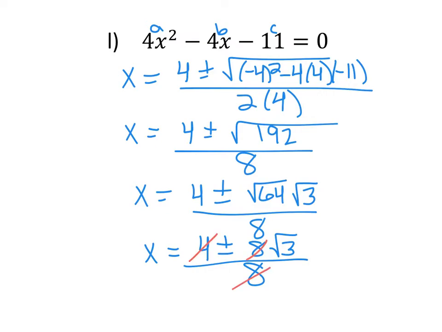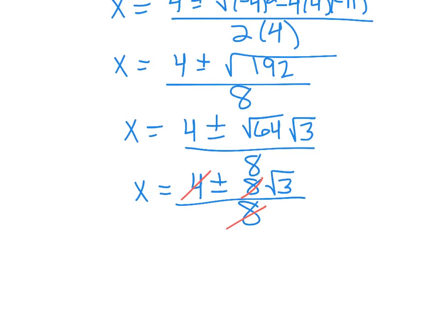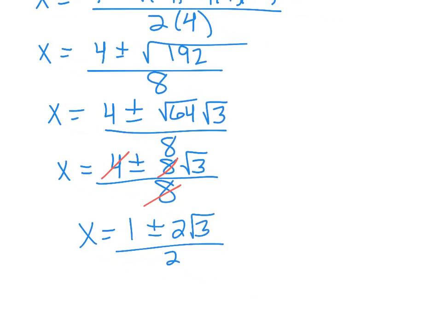These are all divisible by 4. So we have x equals 4 divided by 4 is 1, plus or minus 8 divided by 4 is 2, radical 3, and also 2. Notice how I didn't touch the radical. You can't divide a radical by a regular integer. So our roots here are 1 plus or minus 2 radical 3 all over 2.